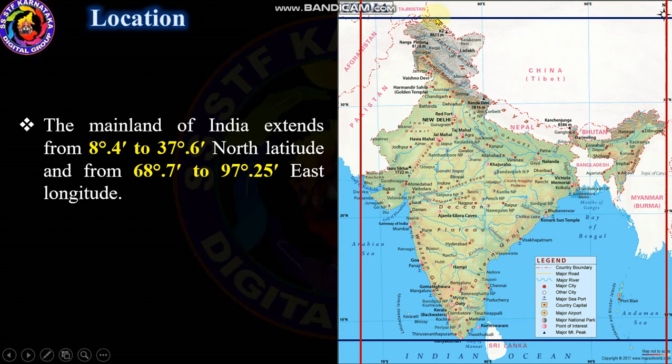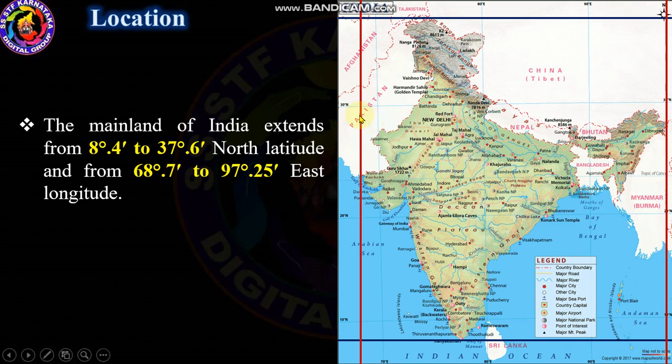The length from Indira Col to Kanyakumari is 3214 kilometers. If we take the entire expanse of the country, the Great Nicobar Island has Indira Point. Indira Point is the southernmost point of India. It is situated at 6 degree 45 minutes north latitude.